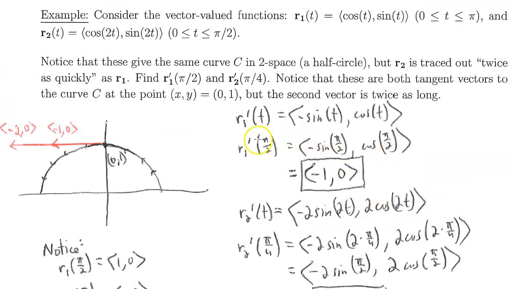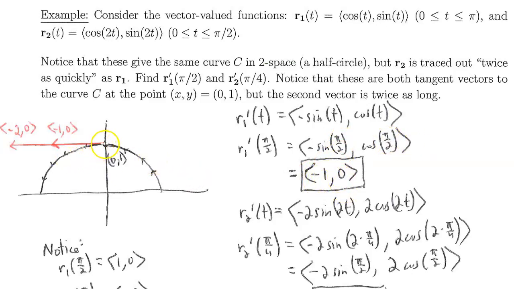So if we want to find the tangent vectors here, let's take the derivative. r1 prime of t would be, well, the derivative of cosine t, sine t would be minus sine t, cosine t. And then if we plug in pi over 2, we're going to get minus sine of pi over 2 comma cosine of pi over 2. And that would be, well, sine of pi over 2 is 1 and cosine of pi over 2 is 0. We get minus 1, 0.